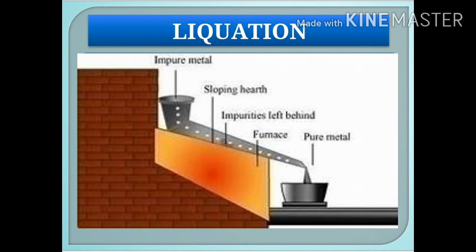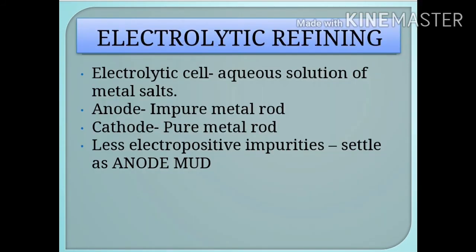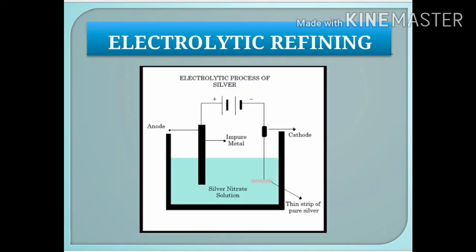So the next one is electrolytic refining. In this electrolytic refining method, we need an electrolytic cell, anode, cathode, and then electrolytic solution. The anode is always an impure metal rod, and the cathode is always a pure metal rod. The less electropositive impurities will settle down at the bottom as such. This is what is called anode mud. This anode mud is very important in the electrolytic refining process.